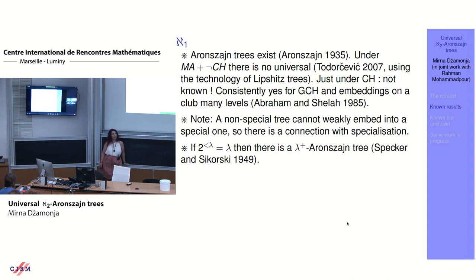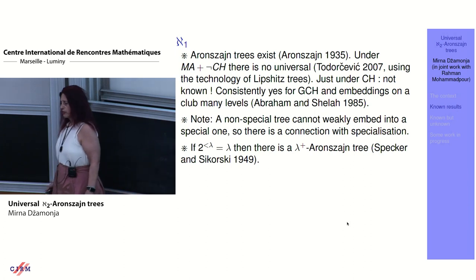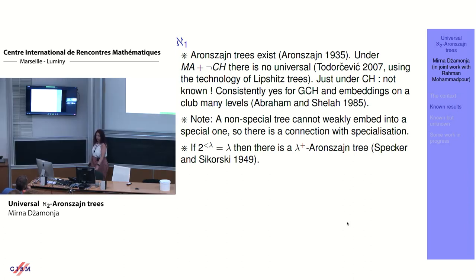Let me also remind you of a result that is often credited to Specker, because I suppose people don't go and look at the original paper, but the result is actually due to Sierpinski, as Specker says in his paper, where he's reporting on this. So, the result is that if 2^{<λ} = λ, then one can basically imitate the construction of the Aronszajn tree on ω_1 and find an ℵ_{λ^+} Aronszajn tree.